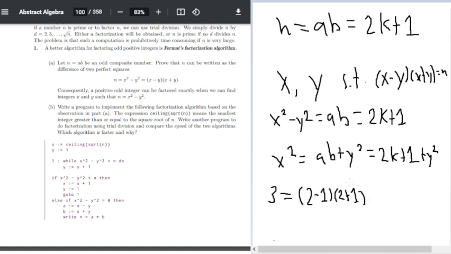So if it's odd, then these two factors need to be odd, right? Because if they're even, we're multiplying an even number by an even number, we get another even number. So we have that x minus y equals 2k prime plus 1, and x plus y is equal to 2q plus 1. This actually might be enough information to solve.